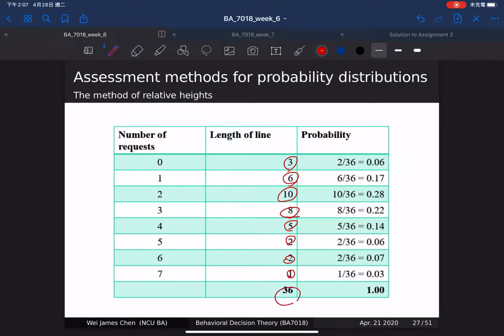These add up to 36, but that's not 1 or 100, right? So I will normalize that by dividing everything by 36. So here, 2 is divided by 36, 10 is divided by 36, so that together these will add up to 1.